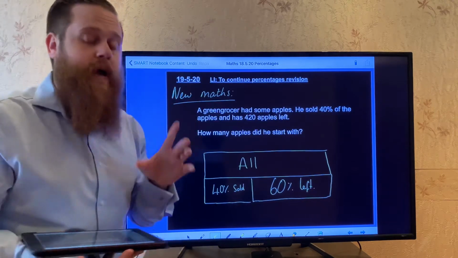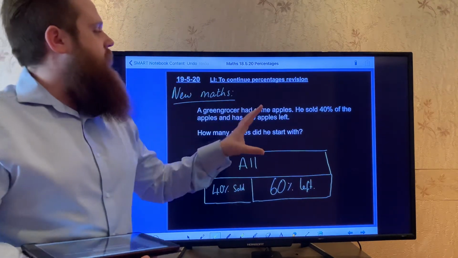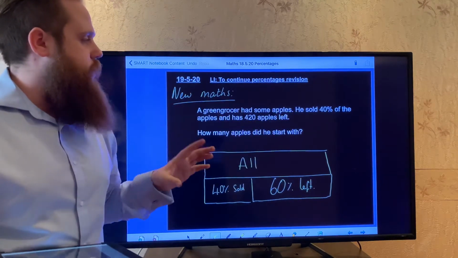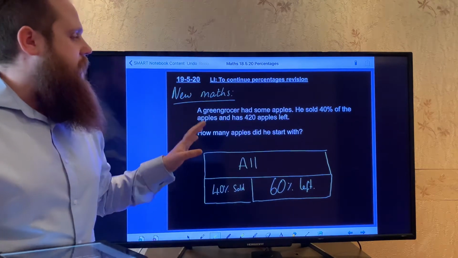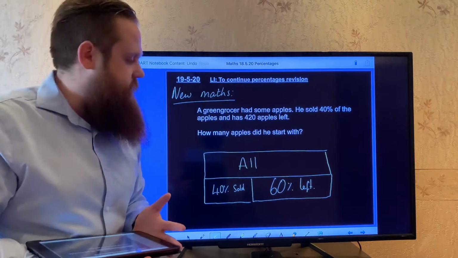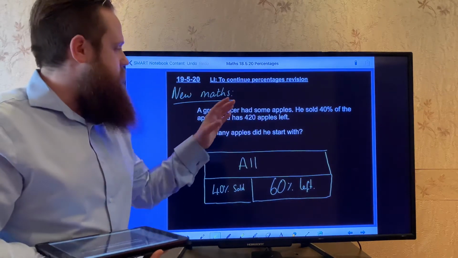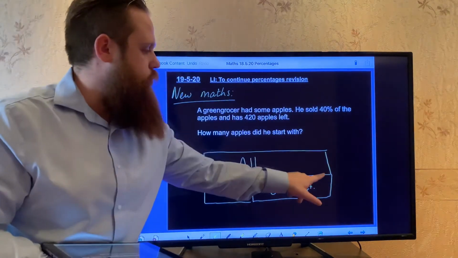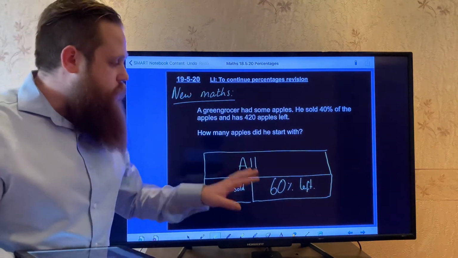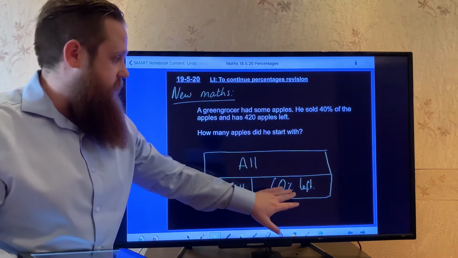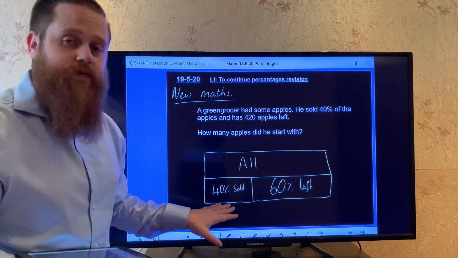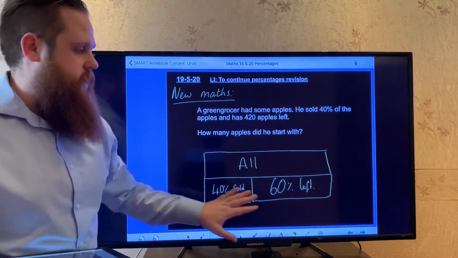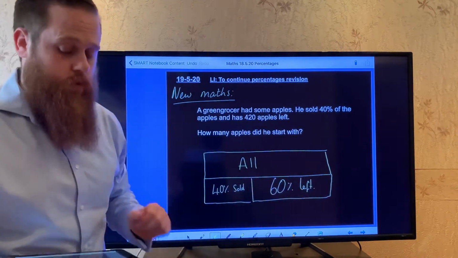Now, this is a question that you might often get asked. A greengrocer had some apples, and he sold 40% of the apples, and he's got 420 apples left. How many apples did he start with? So I can't really do my percentage work on this because I'm trying to work out what the whole total was, okay? I know he's got 60% left, and I know he sold 40%, and that's from here. He sold 40%. So I know he sold this, and this is what I know he's got left, okay?